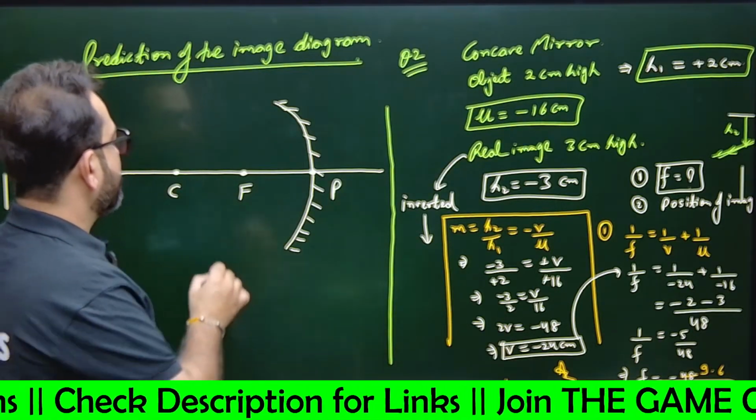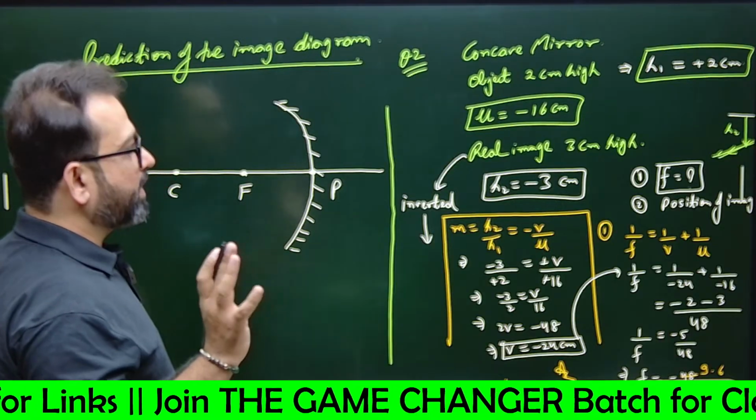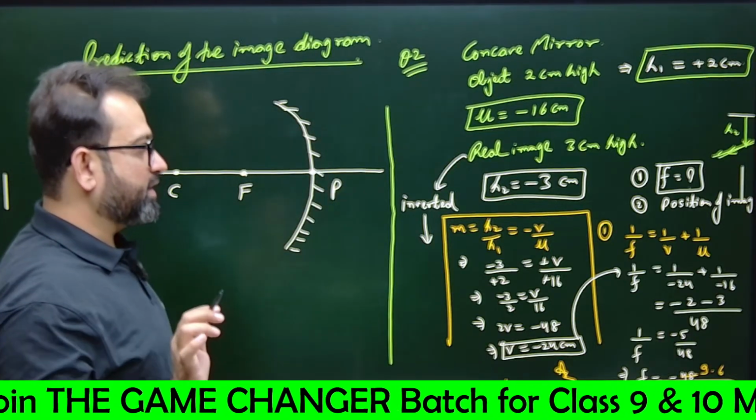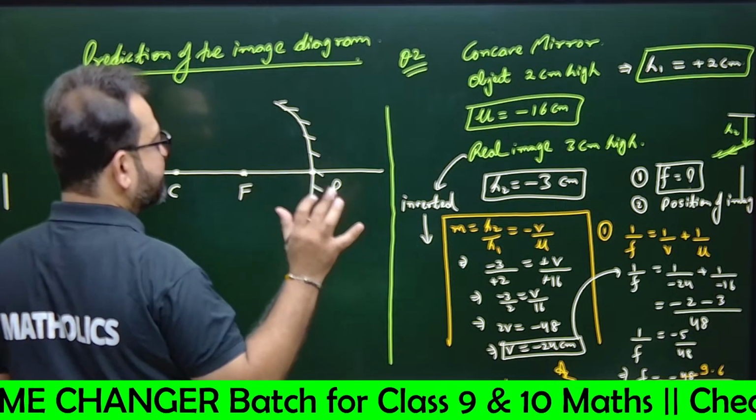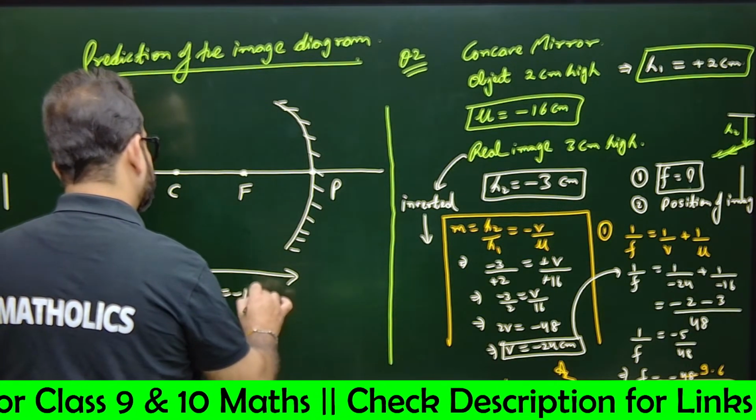Now, just have the vision. What does it say? It says the object is 2 centimeter high. Object distance is minus 16. That means the object is placed somewhat here. U equals minus 16 centimeter.